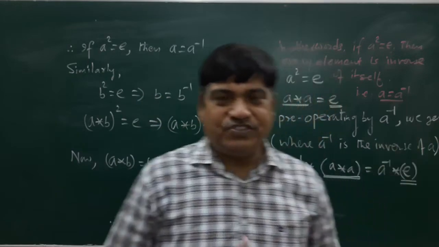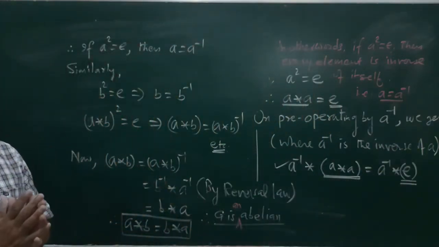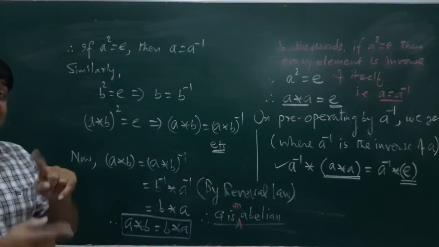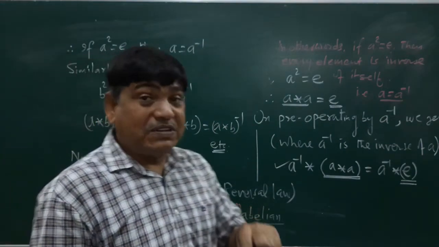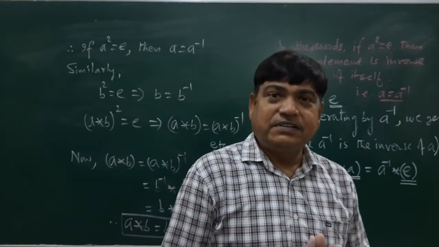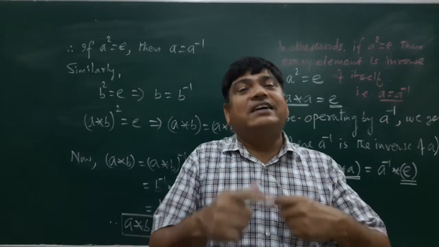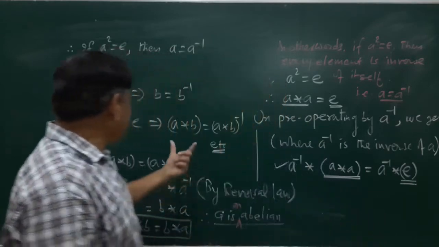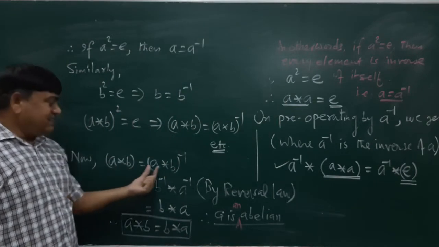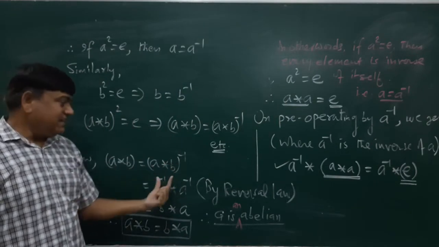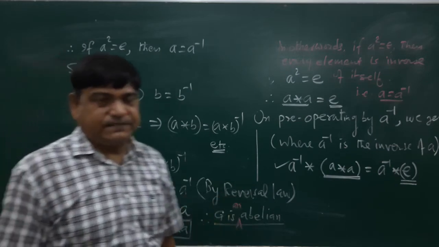The proper proposition. Okay, so how to prove this? A square is e. This is given to us. It means a equals a inverse. This is sufficient, we are getting the clue from this. If a equals a inverse, then we take a star b is a star b inverse. Then use the reversal law and the theorem is completed.